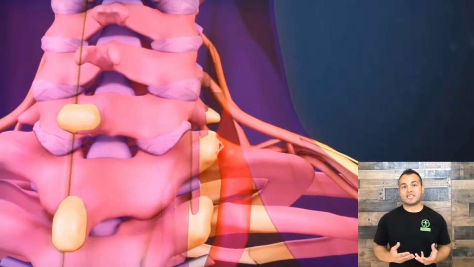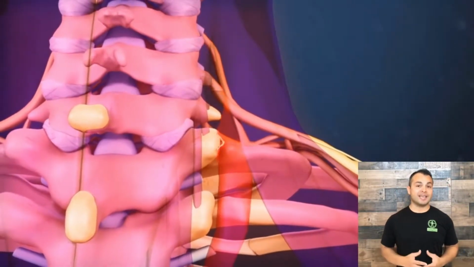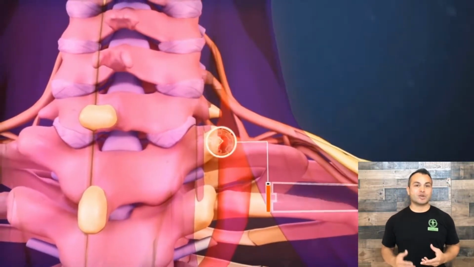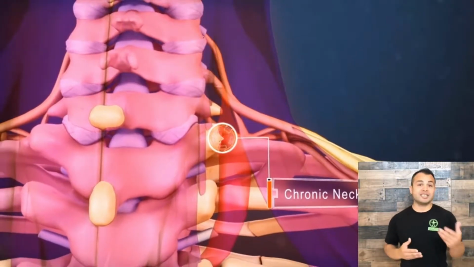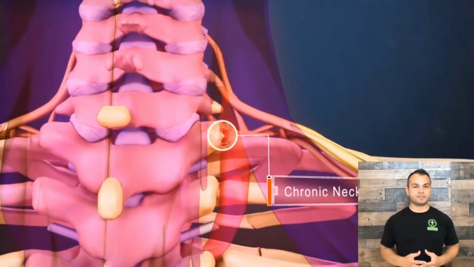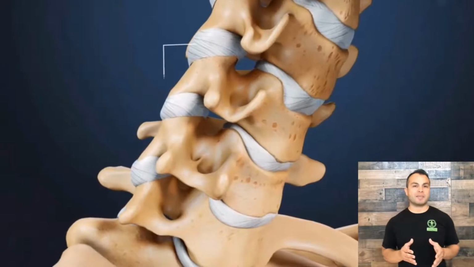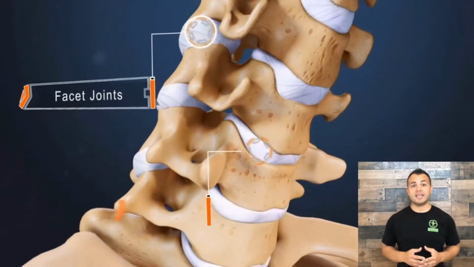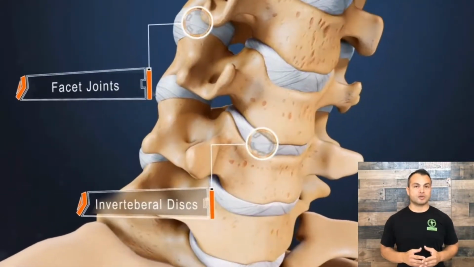Now, the neck may become sore or stiff. If muscle spasm is involved, pain may actually be more intense. Neck pain that lasts or keeps coming back over a period of at least 3 months is considered chronic. Common sources of chronic neck pain include facet joints and intervertebral discs in the lower cervical spine.